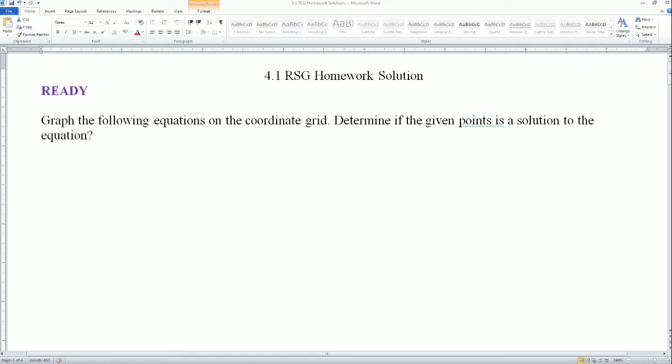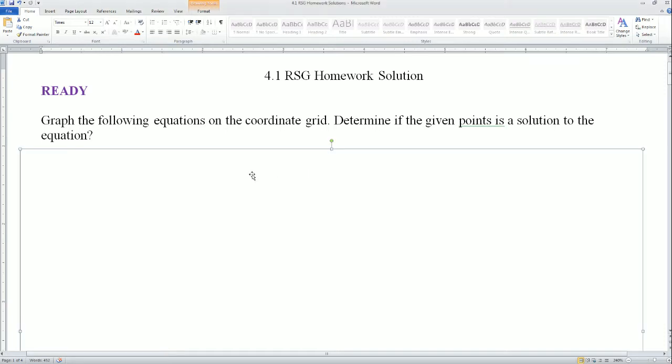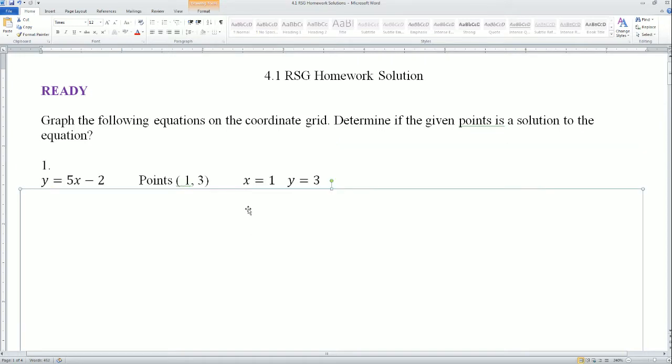Here we have graphing the following equation on the coordinate grid, determine if the point is a solution to the equation. Here I'm going to show you plugging it into the equation first, then I'm going to graph it in Desmos to show how it is an equation, okay? Alright, number 1, y equals 5x minus 2.